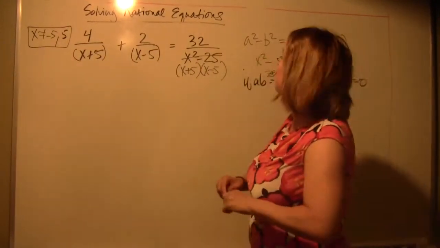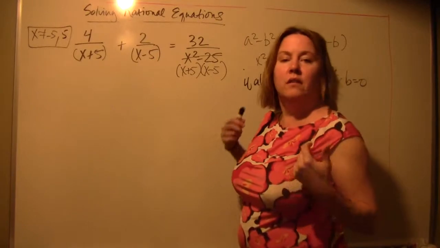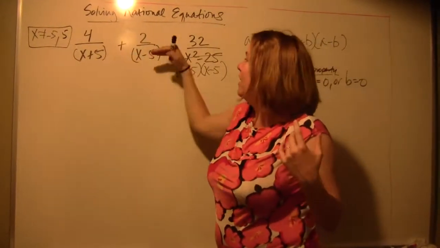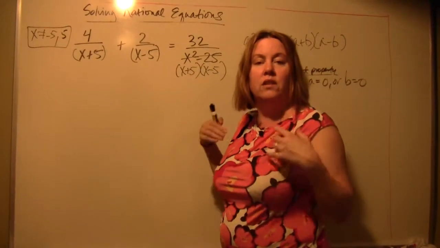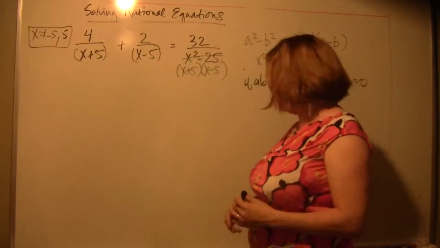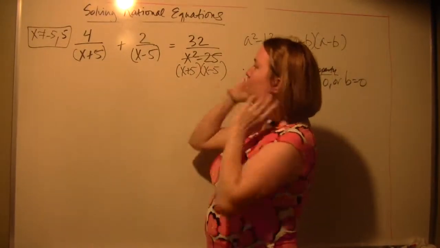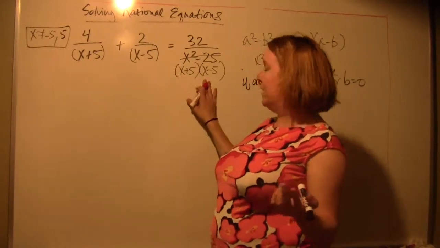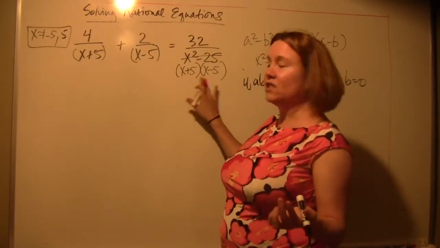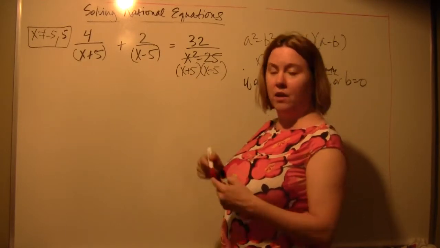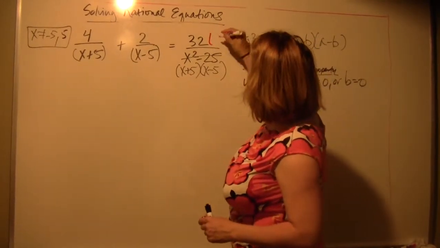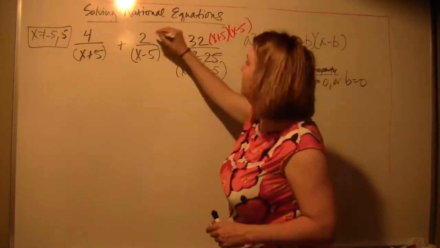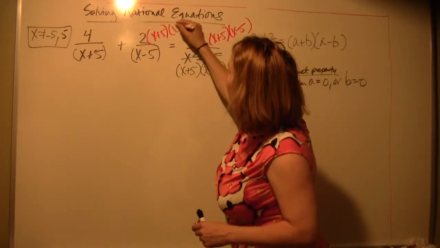Okay, so now we need a common denominator to multiply each term by, so that we can cancel these denominators out in order to rid ourselves of the fractions. So since we have an x plus 5 here, an x minus 5 here, and then an x plus 5 times an x minus 5 here, this is actually our common denominator. So we're going to multiply this by (x plus 5)(x minus 5). It's kind of a large one, but we'll be all right.